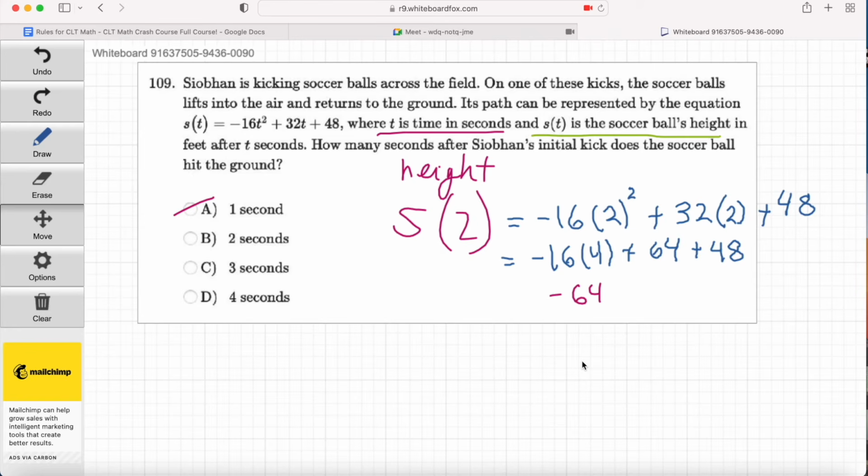Is that going to give us 0? Nope. Because the negative 64 plus 64 is going to be 0, but then you got to add the 48. You're just not going to get 0. So answer choice B is gone. Any questions? Nope. All right.